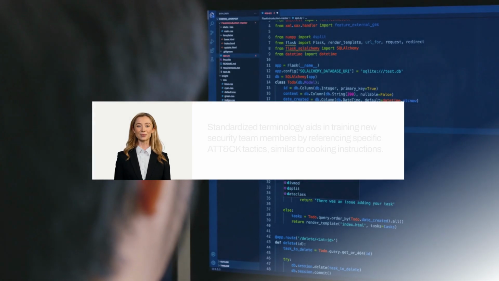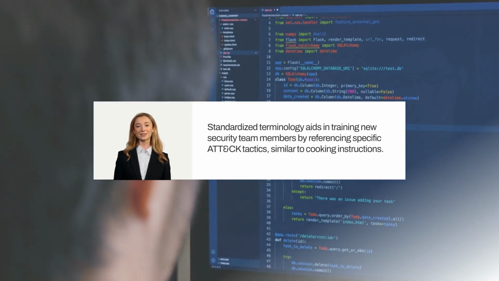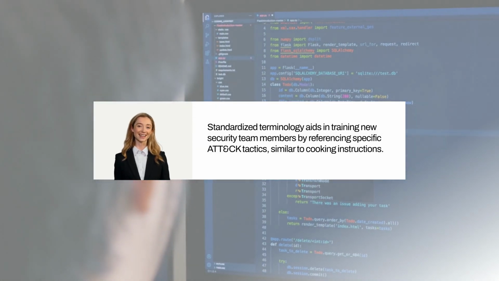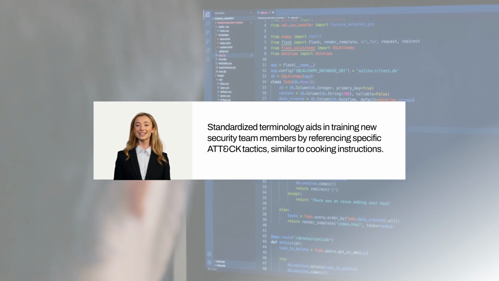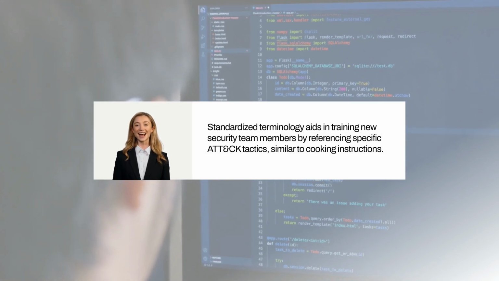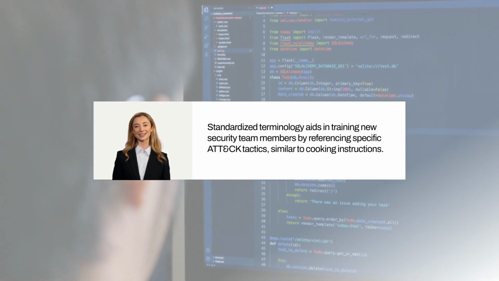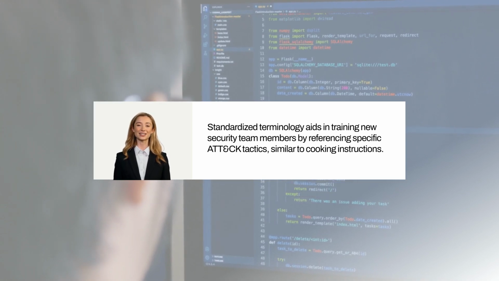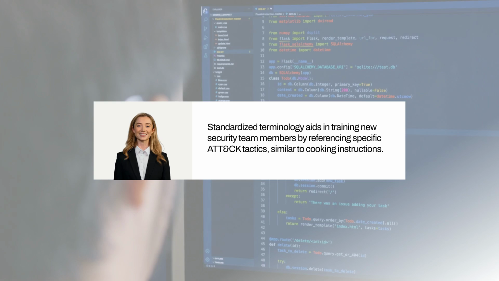This standardized terminology also helps in training. When you're teaching new security team members, you can refer to specific attack tactics and techniques. It's like teaching someone to cook. If you can say, add a pinch of salt, everyone knows what that means. In cybersecurity, we can say, watch out for this type of execution technique, and everyone gets it.